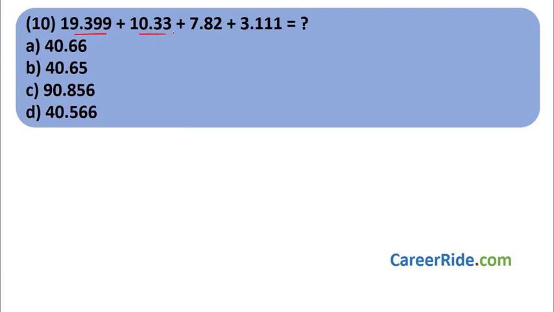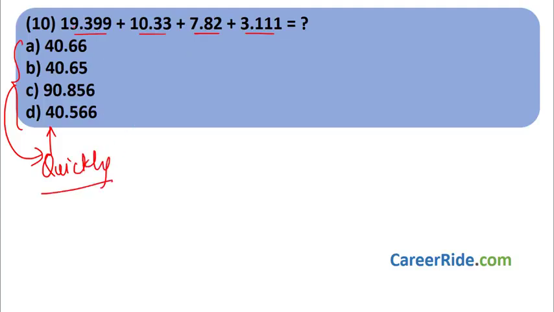19.399 plus 10.33 plus 7.82 plus 3.111 is equal to: A) 40.66, B) 40.65, C) 90.856, D) 40.566. Now I have included this sum on purpose over here along with options, because I want to show how we can use the options to our advantage to solve the sum quickly. Okay, let us see how to solve it quickly.